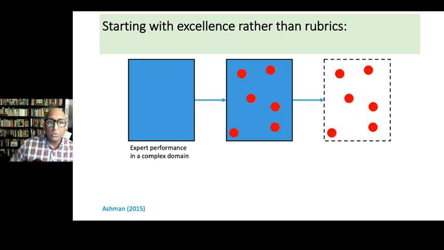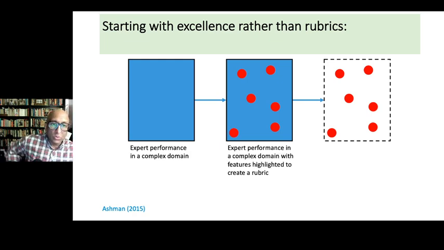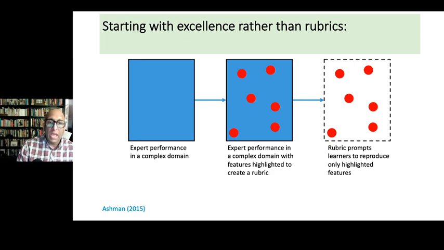And what we do is we start to identify certain features and highlight them to say, okay, this is what makes this expert good in this very complex domain of behavior. And we identify these factors, and then we isolate these factors, and we say, okay, these are the things that the student or the teacher needs to do to reproduce excellence. And it's false, and it really doesn't.